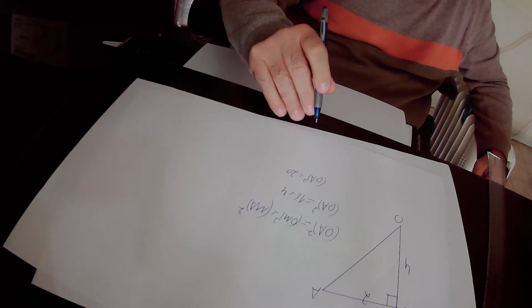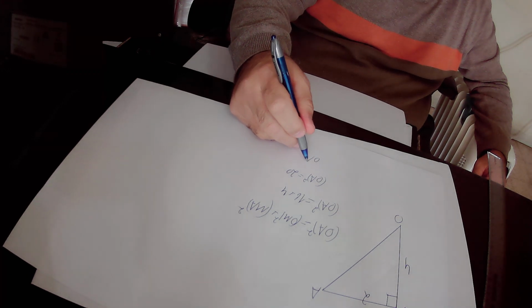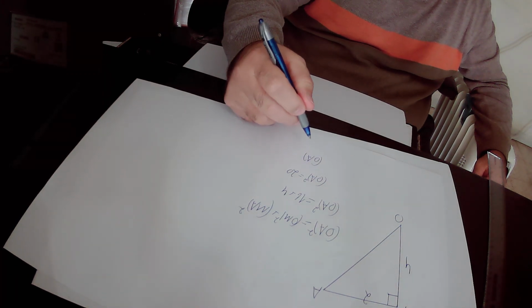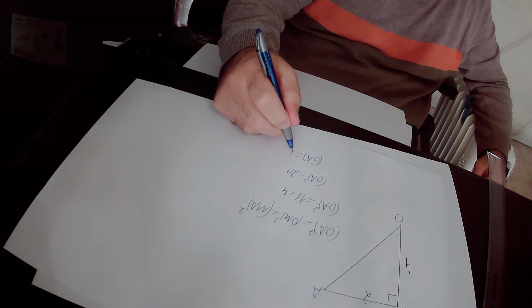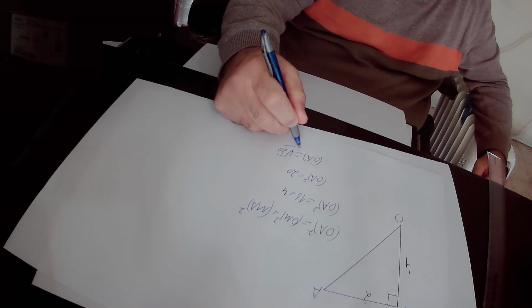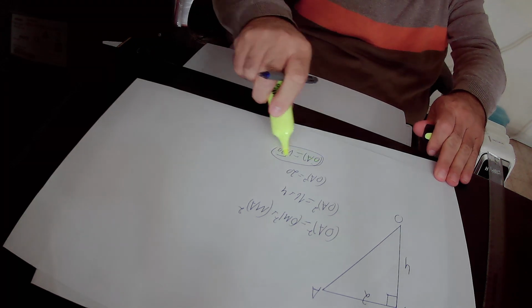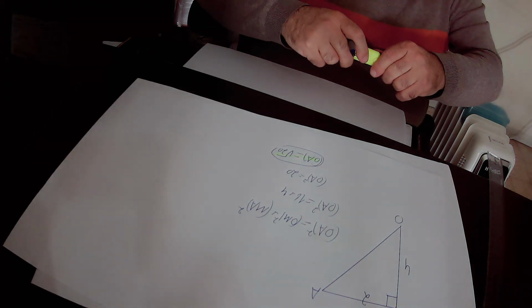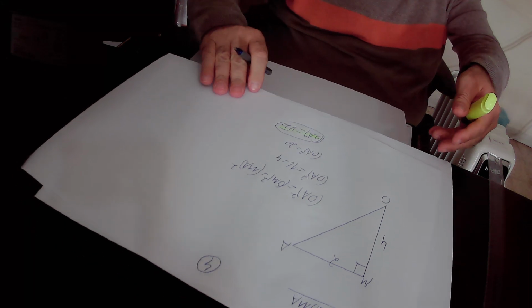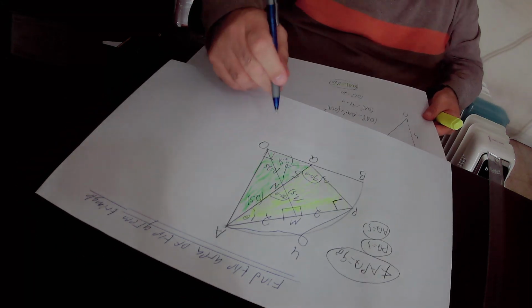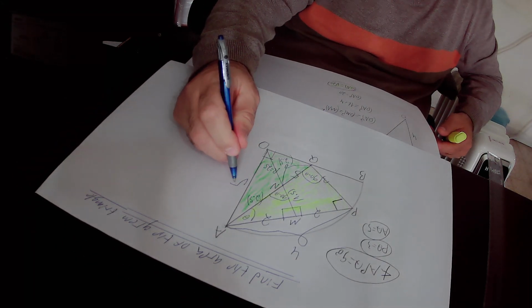We'll take a root out of this equation, and finally we will get that OA equals the square root of 20. Okay, OA equals the square root of 20. So we write in the original drawing that OA equals the square root of 20 units in its length.